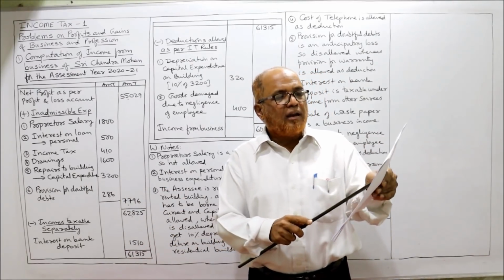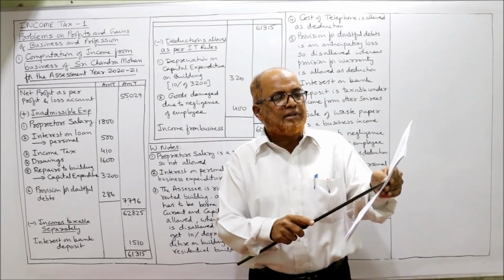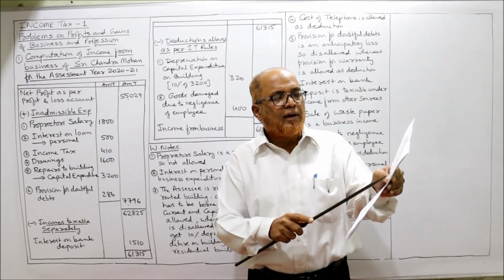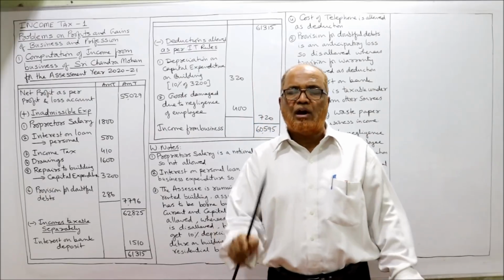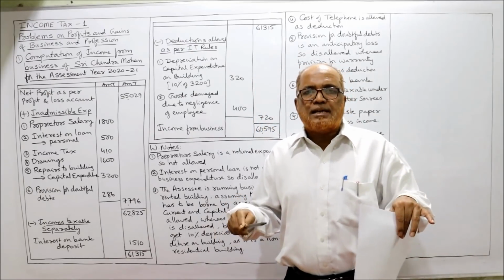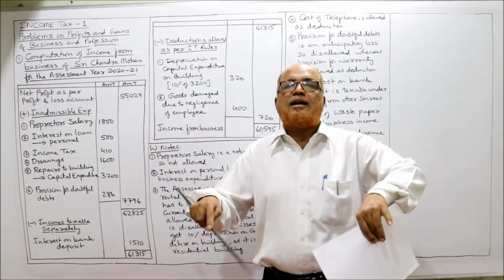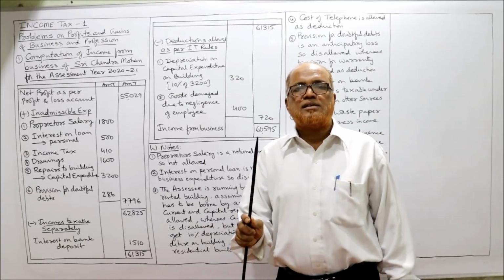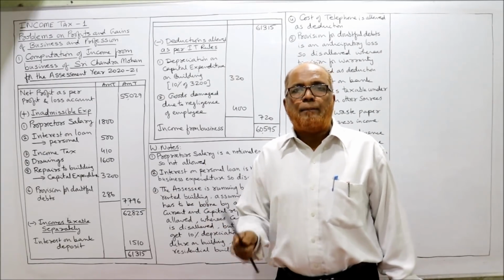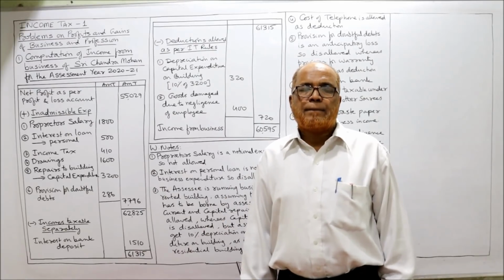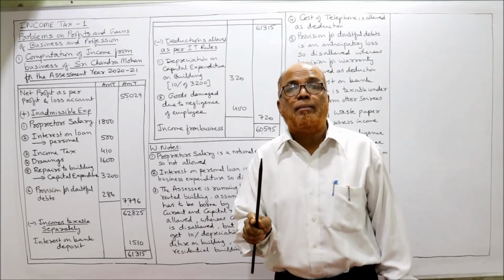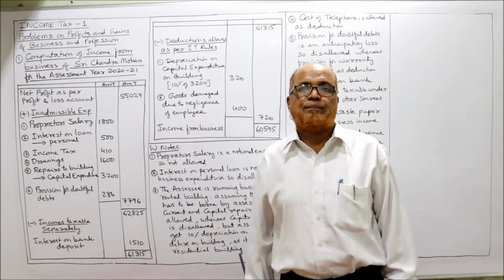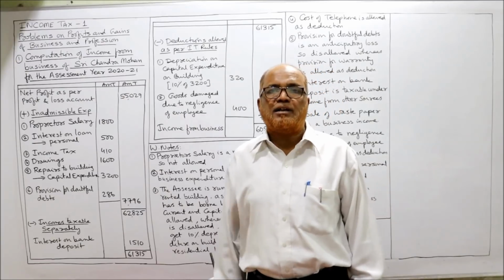Next, repairs to building. Now it is given repairs to building: current repairs 600, capital repairs 1500, capital expenditure 3200, total 5300. Now one point is, when an assessee is running the business in rented premises, the Income Tax Act says rent paid will be allowed. Apart from that, repairs of the building will be allowed as deduction only if there is an agreement between the owner and the tenant that repair expenditure will be paid by the tenant.